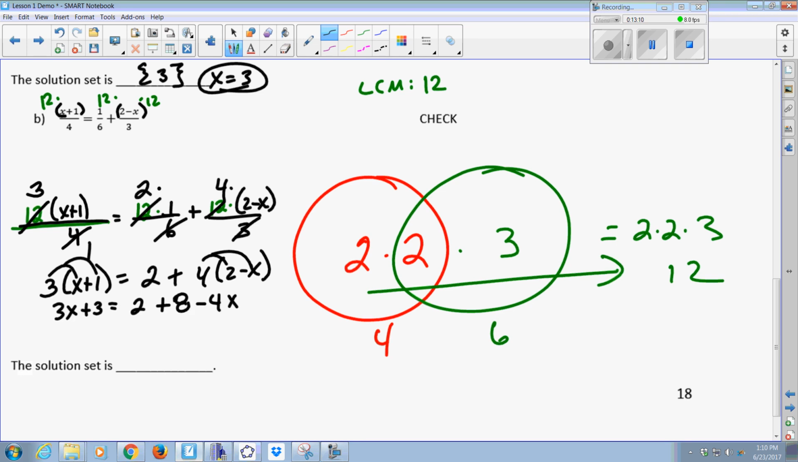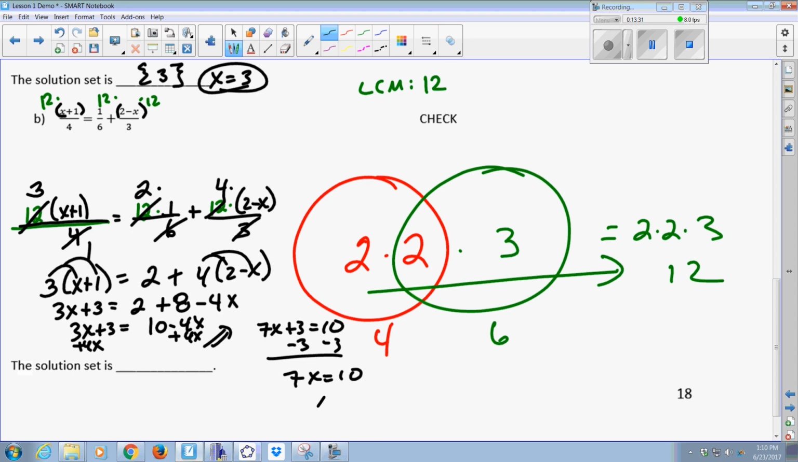You simplify each side with the distributive property. And then on the right side, we can combine some like terms. And then you add 4x to both sides. And you get 7x plus 3 equals 10. And you subtract 3 from both sides, and you get 7x equals 7. And then x equals 1. So your solution set here is curly braces 1.